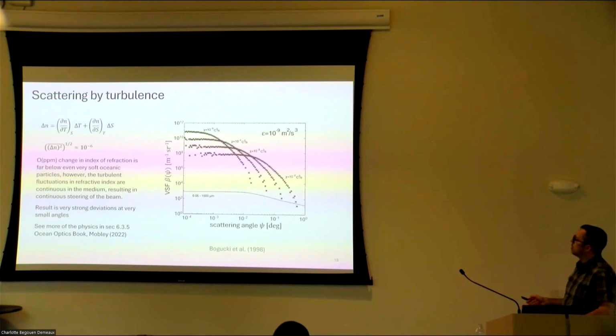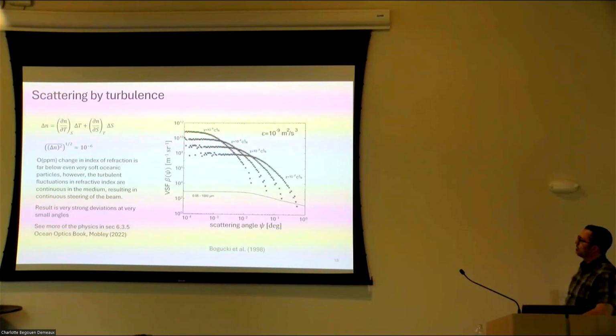And this is an example of some measurements of the volume scattering of turbulence. And you can see it's very strong. We were looking at plots yesterday where this is 10 to the 4th, 10 to the 5th. This is way higher, and we're at angles that are way smaller than we were looking at yesterday. So very, very highly forward peaked.